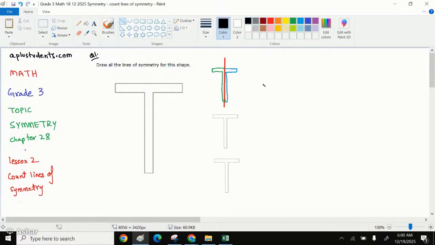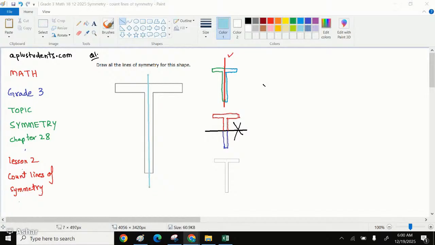But if I draw a horizontal line, can we say this is the line of symmetry? Can we see the same shape? The shape above the line of symmetry and the shape below the line of symmetry are not the same. So we can only say that we have one line of symmetry, that is passing through the center. Agreed?